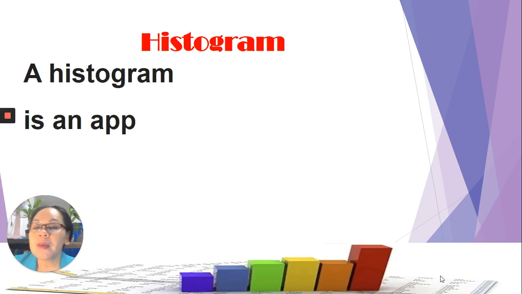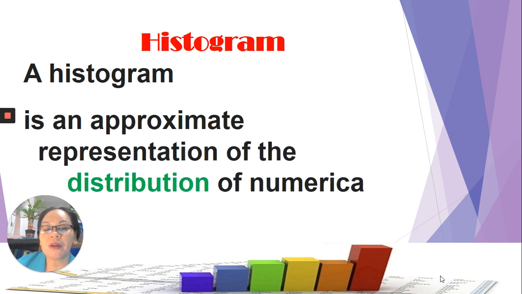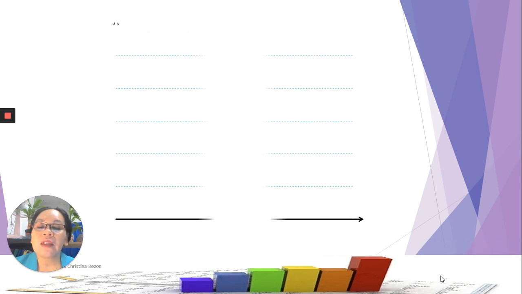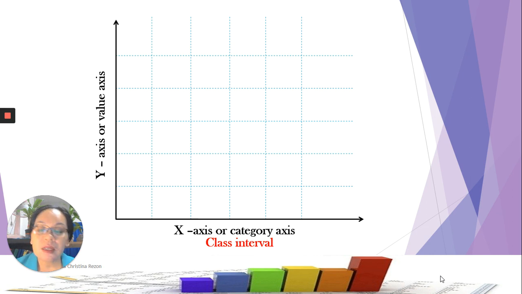A histogram is an approximate representation of the distribution of numerical or categorical data. In making a histogram, we must have a plane here with the x-axis as your category axis or your class interval, and then you have your y-axis or the value axis for your frequency. Now let's have some examples here.